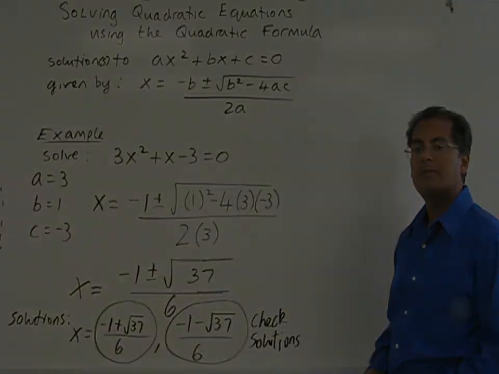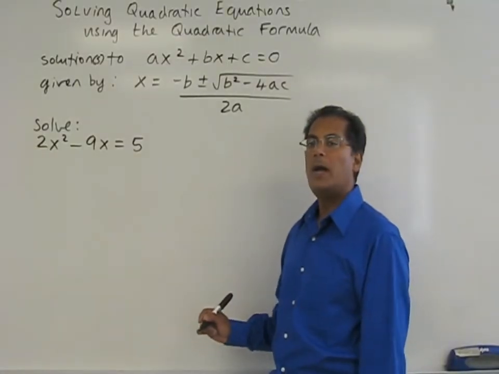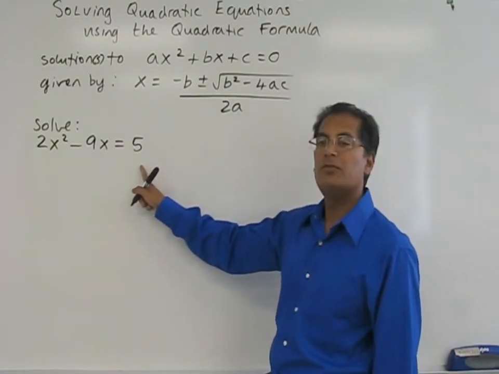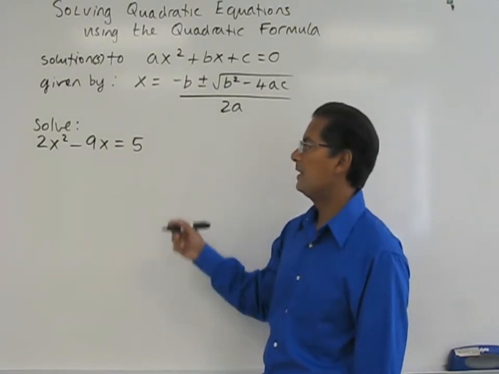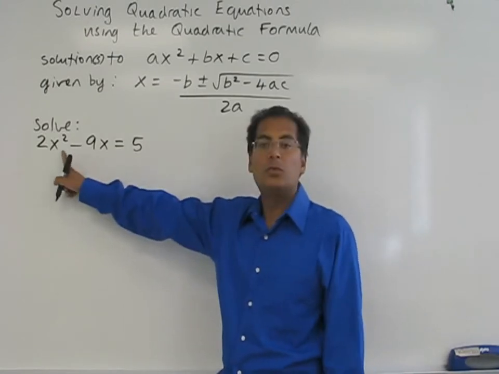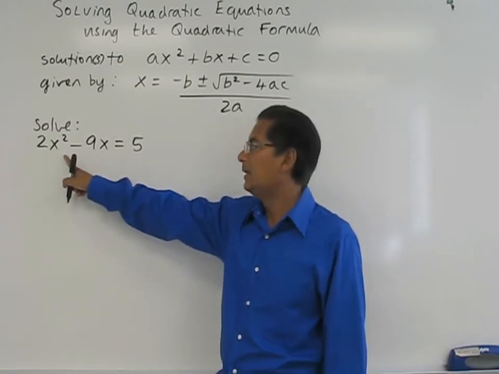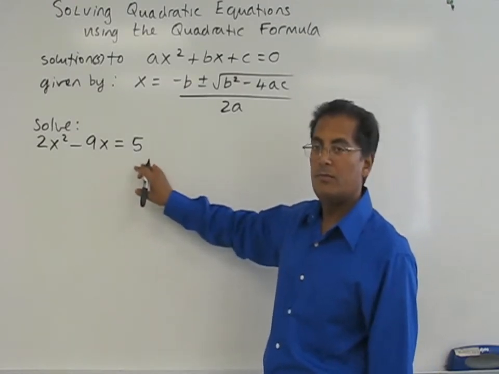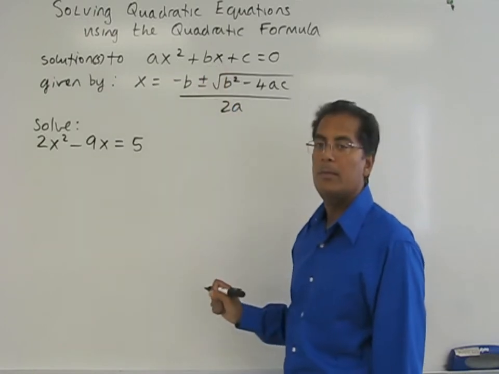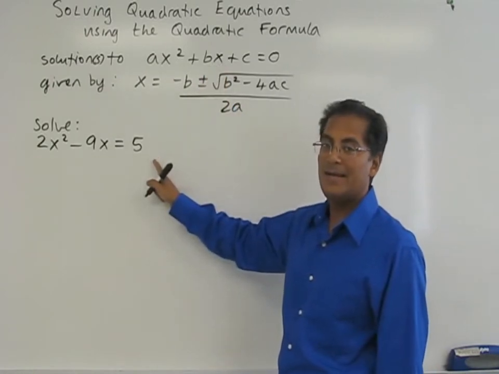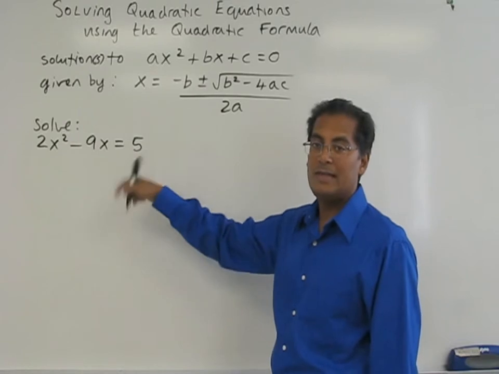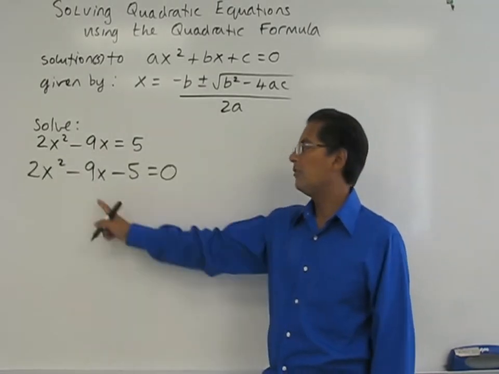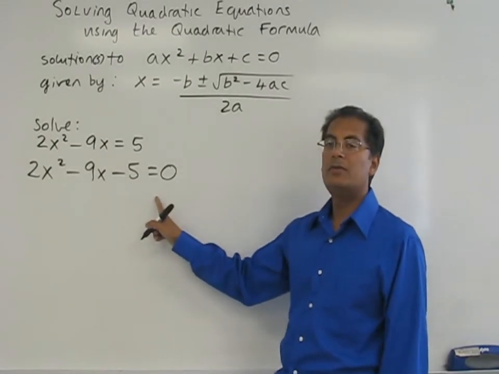Let's take another example. In this example, we're asked to solve 2x squared minus 9x equals 5. And first of all, we have to verify this is a quadratic equation. It is, because there's an x squared. That's the highest power here on the variable. And we're going to use the quadratic formula again. Now remember, the quadratic formula can only be used if it's in standard form. So I have a 5 on my right side. I have to shift that 5 over to the left side. So what do I do? I subtract 5 from both sides to get 2x squared minus 9x minus 5 equals 0.